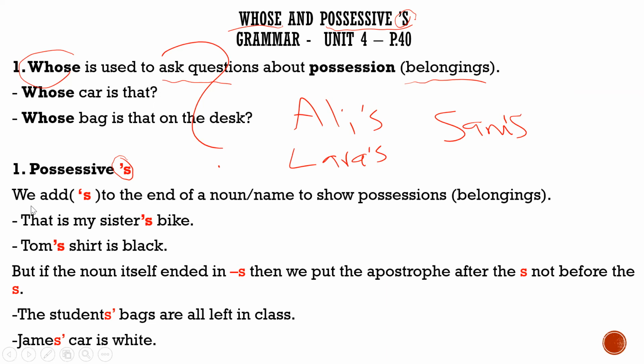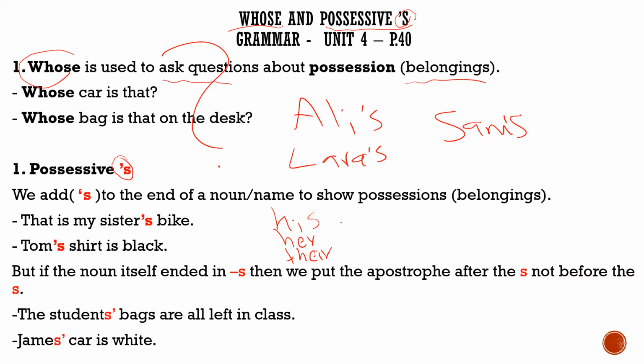Okay, let's read it. We add possessive s to the end of a noun or a name to show possessions, belongings. That's my sister's bag. And you know how we use it usually? Most of the time, we use it instead of these three: his, her, their, okay? Because if you say, it's my book, you don't say your name, it's Yasser's book. You don't use your name instead of the pronoun.